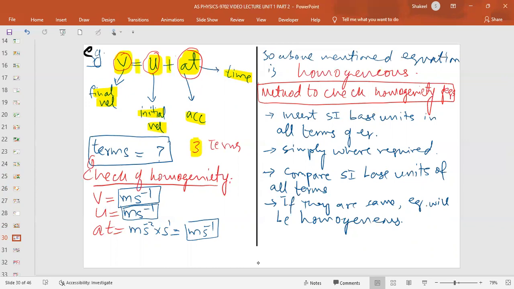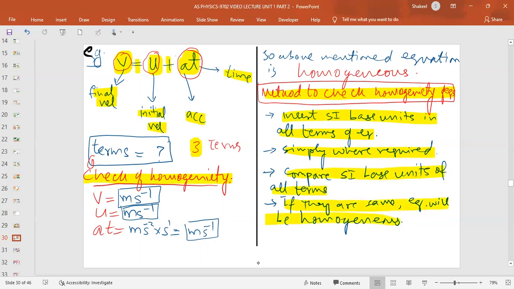Okay, now we have to check the homogeneity, whether this equation is homogeneous or not. So for that, what is the method? What is the method to check for homogeneity of the equation? So the method is you have to insert the SI base unit in all the terms, and then you have to simplify if required, and then you have to compare SI base unit of all the terms. If all the terms are having the same unit, then the equation will be homogeneous.